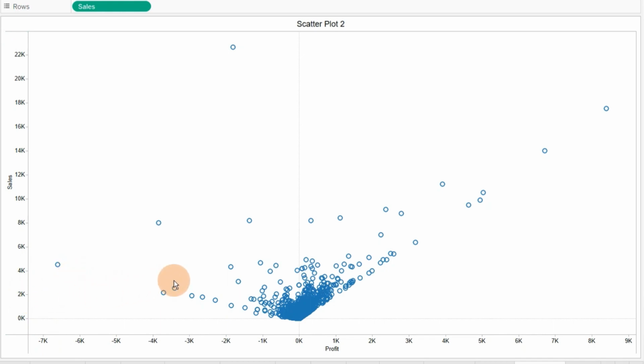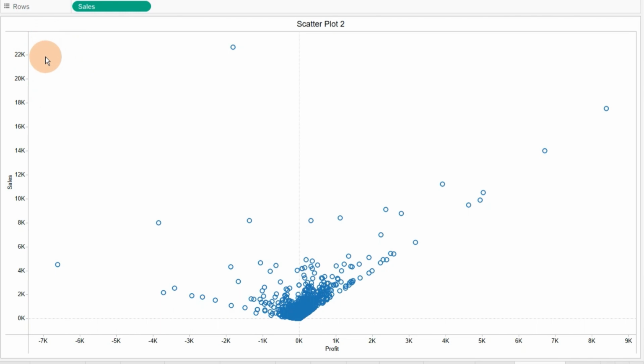Similarly, if I go to the middle of this area, here my sales will be less but my profit is around the middle, that is around 0k. Now if I move further in this area, here my profit will be the highest but my sales will be the lowest.